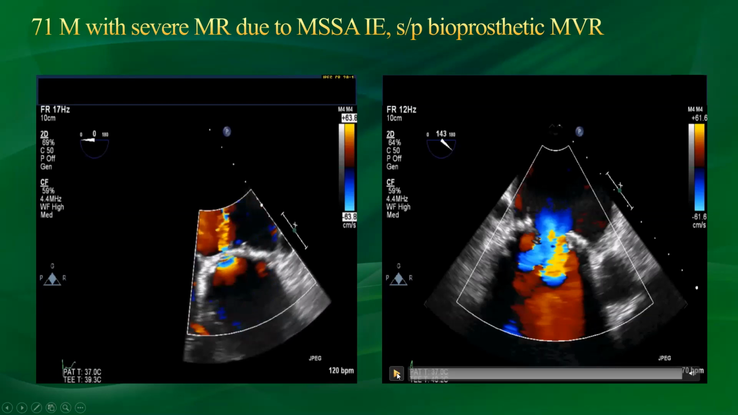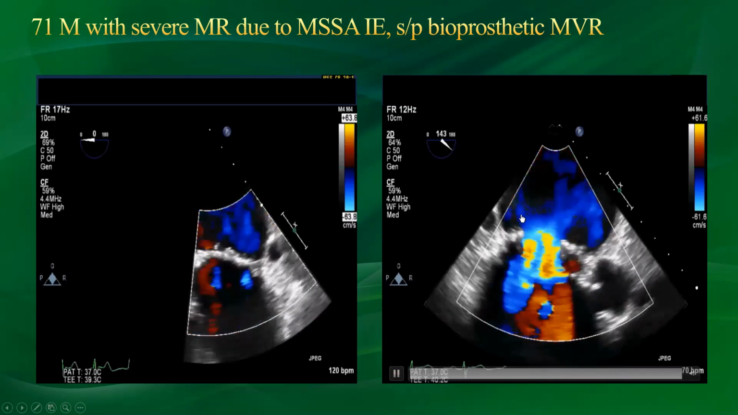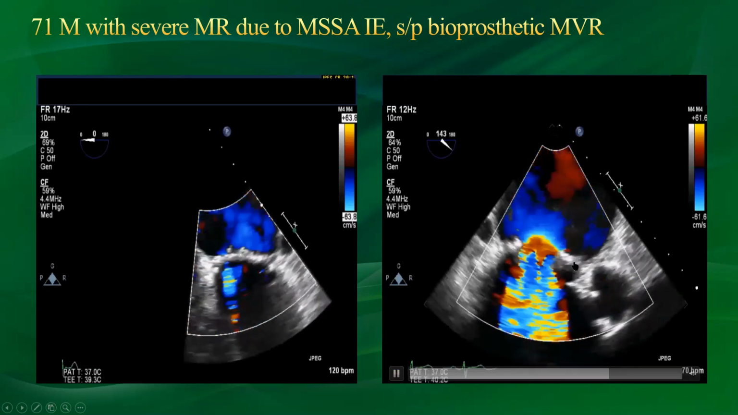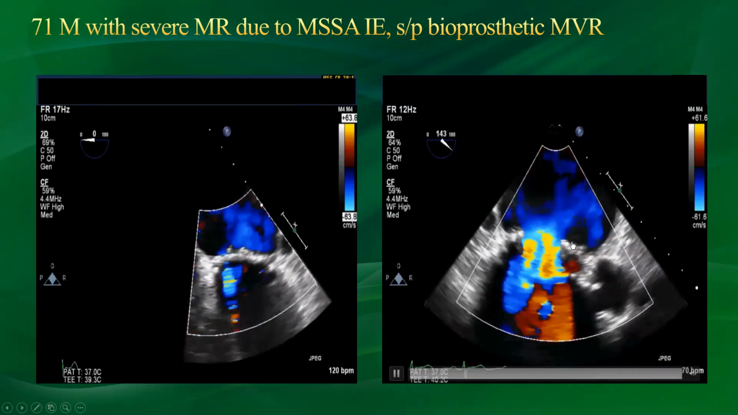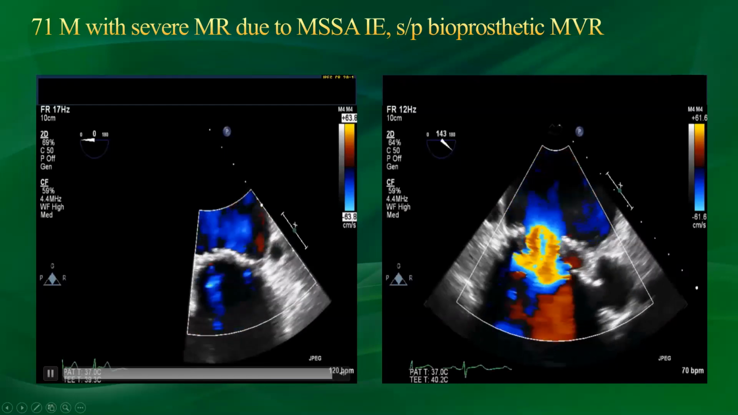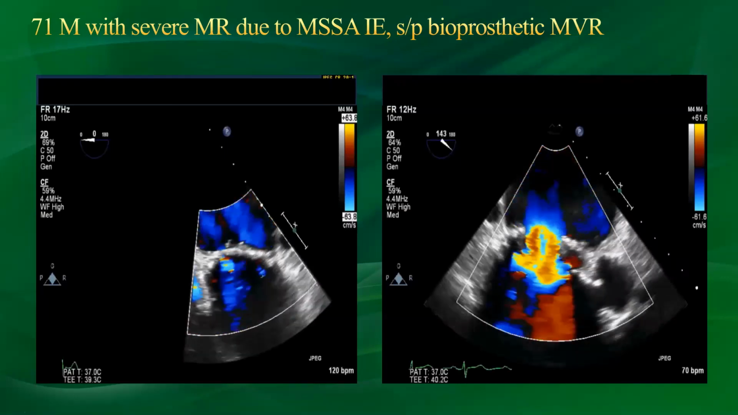If anyone can appreciate anything, I'll show you. This is another view, 125 degrees. This is the aortic valve. This is the prosthetic. On the chat box, does anyone have a thought? What do you think is going on?